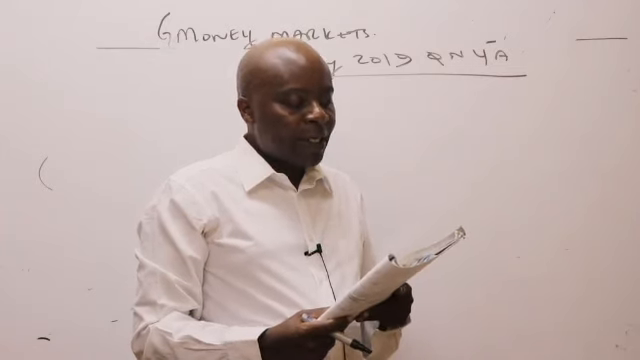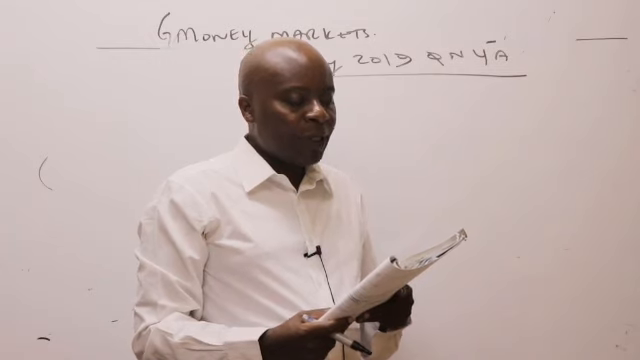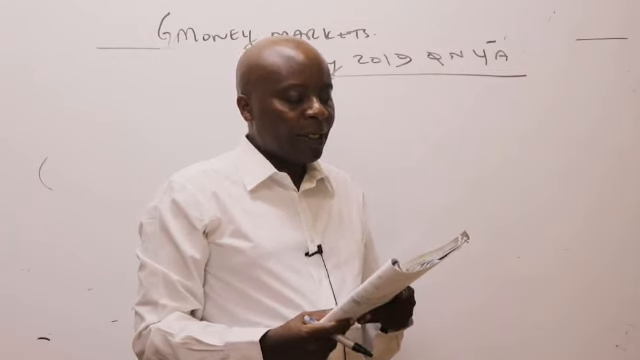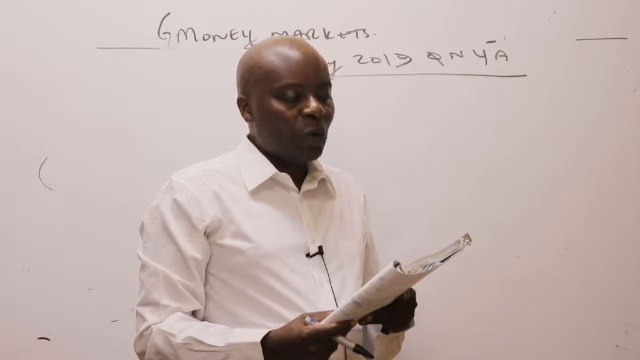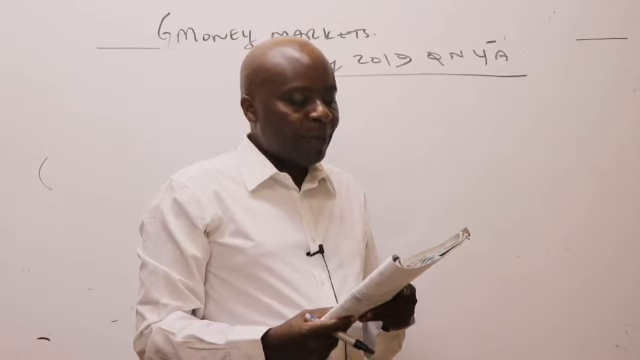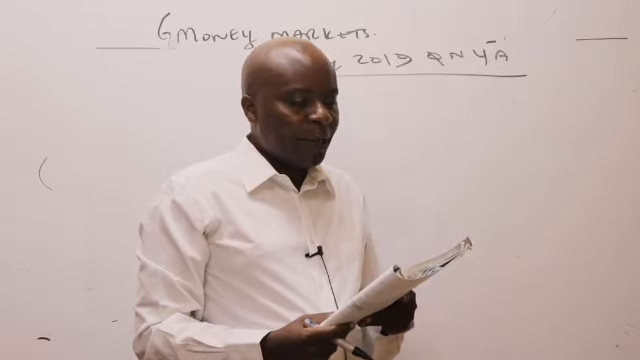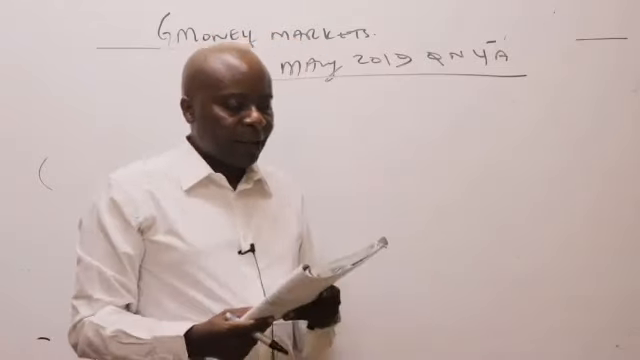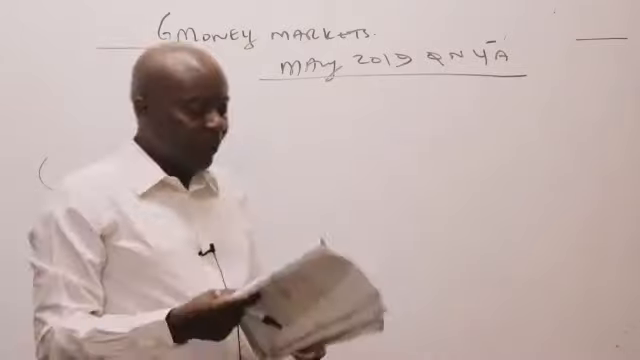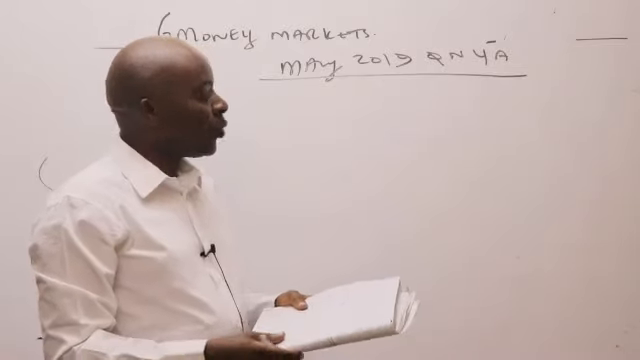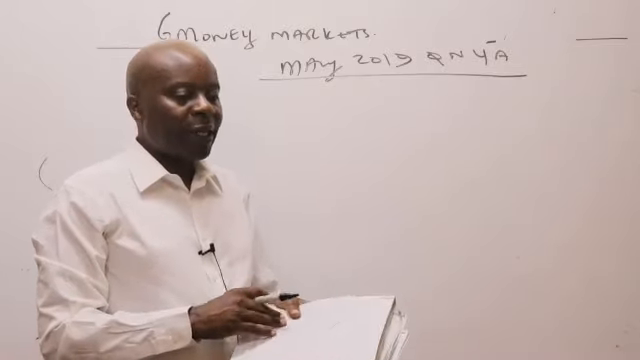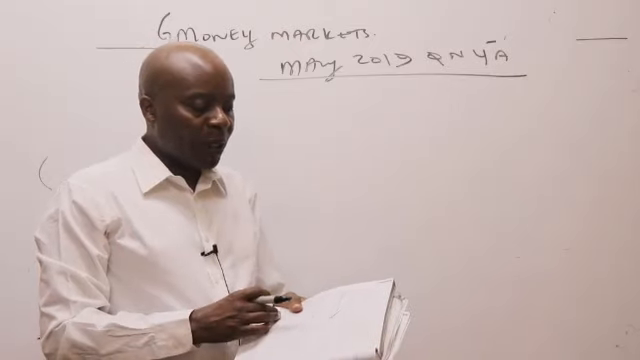So required, they want us to calculate the amount to be received by Kadzenga Limited using: number one, forward contract; number two, money market hedge. They would also want us to offer some advisory there. So it's money market and what here? Forward contract. Money market and forward contract.